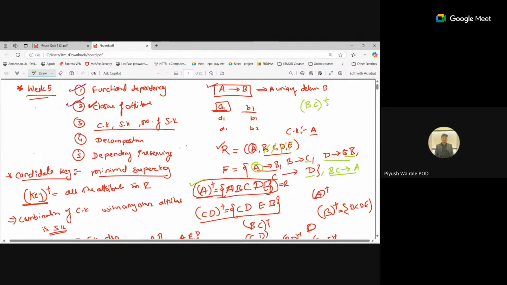Whenever we say BC is a candidate key or super key, we need to check whether individual B or individual C is a candidate key or not. A subset of BC is a candidate key or not.